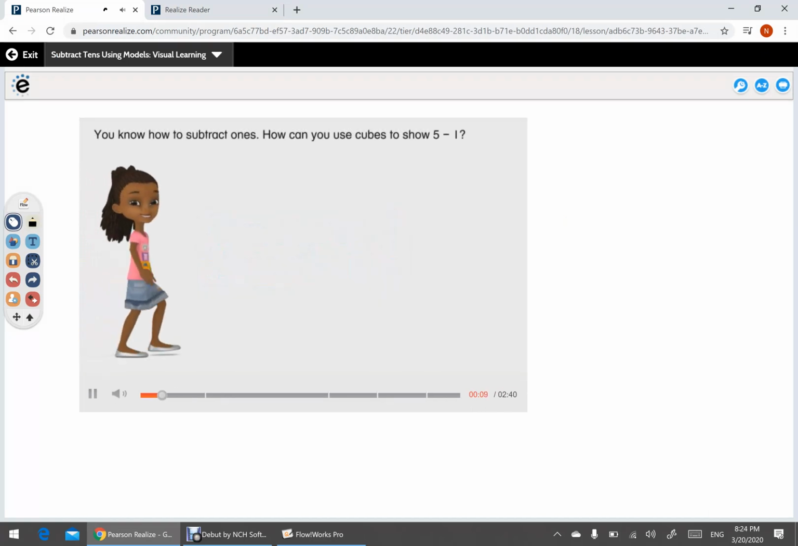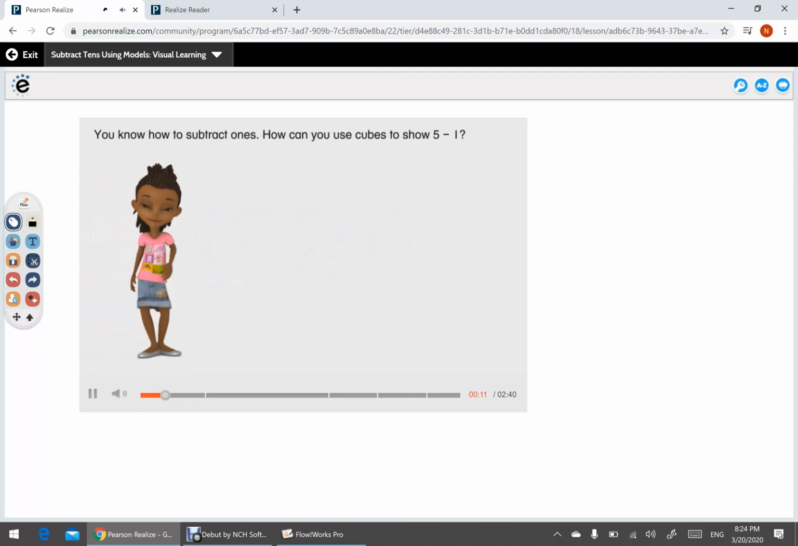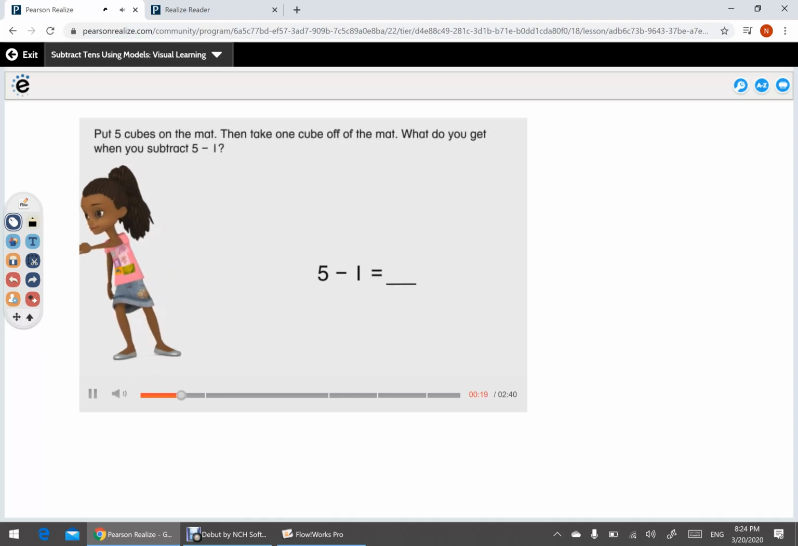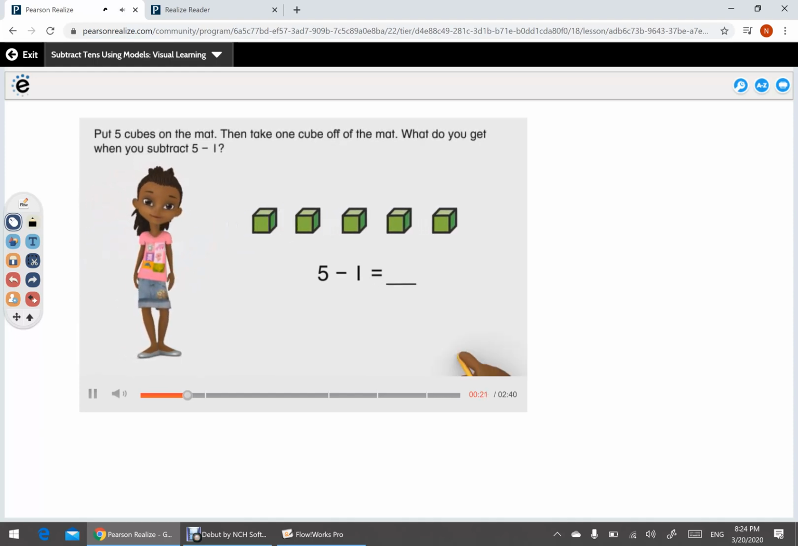You know how to subtract ones. How can you use cubes to show 5 minus 1? Put 5 cubes on the mat. Then take 1 cube off of the mat. What do you get when you subtract 5 minus 1?